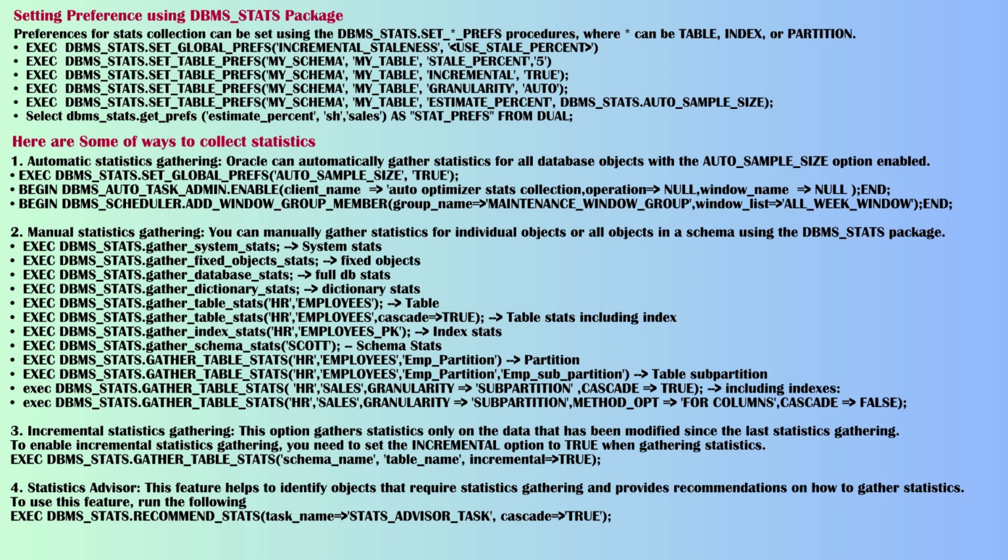To enable incremental statistics gathering, you need to set the incremental option to true when gathering statistics. Exec dbms_stats.gather_table_stats, schema_name, table_name, incremental equals true.